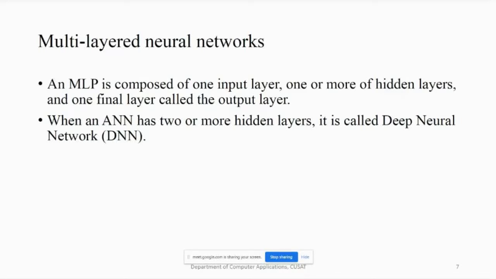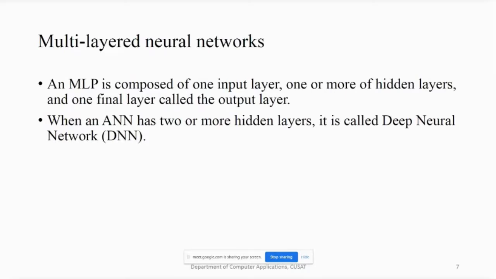Next, we can move on to the multi-layered neural network. Here, an MLP is composed of one input layer, one or more hidden layers, and one final layer, and that final layer is known as the output layer. When an artificial neural network has two or more hidden layers, that construct can be considered a deep neural network, or in short DNN, and that is the idea behind the concept of a deep neural network.